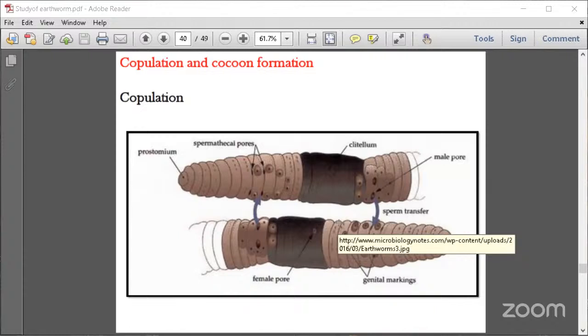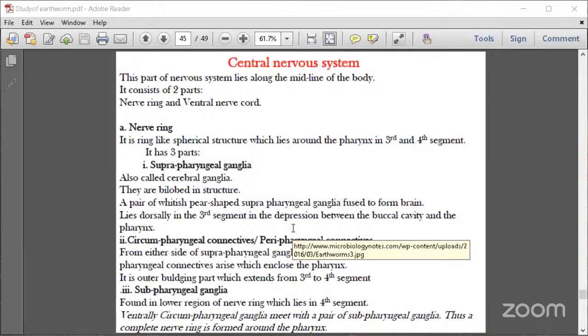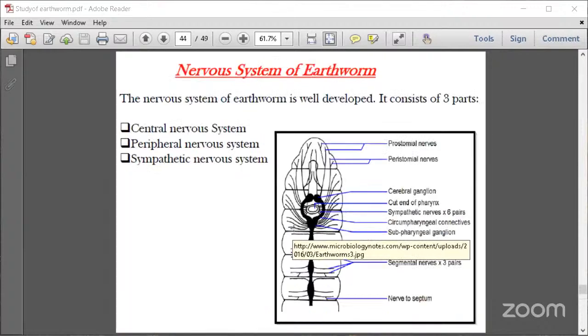The development is direct, with no larval stage. The young worm, when fully grown, crawls out from the cocoon in about 2 to 3 weeks, and resembles the adults except in size and absence of clitellum. So, the nervous system. The nervous system of the earthworm is well developed.